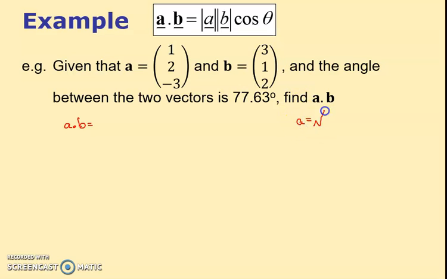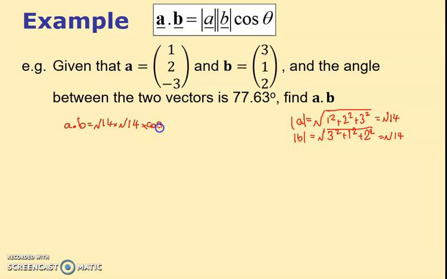The magnitude of A is the square root, and this is where we use Pythagoras, 1 squared plus 2 squared plus 3 squared. Ignore the minuses. What's that? 1 plus 4 is 5, that's root 14. And interestingly, the magnitude of B, I've deliberately done it so it's the same numbers. It's (3, 1, 2), so it's 3 squared plus 1 squared plus 2 squared. So it's root 14 again. So that part of it is easy. A dot B, therefore, is the magnitude of one times by the magnitude of the other times by the cos of the angle in between.